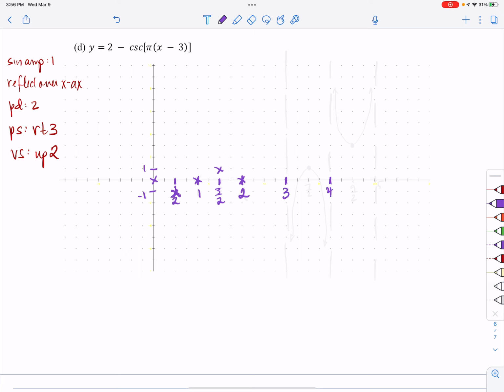Another 4 will be 4. And another 4 after that will be 5, etc. Okay? So all 5 of my majors need to shift to the right 3 whole units, which is 12 blocks. But not only do I want to do that, I also want to shift up 2 units.